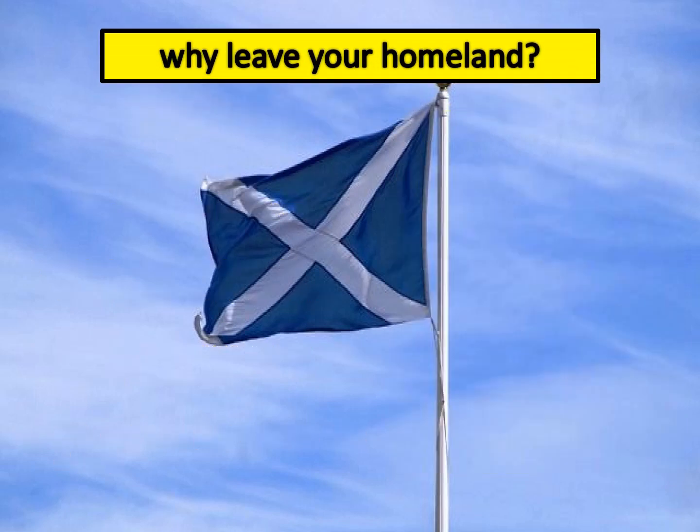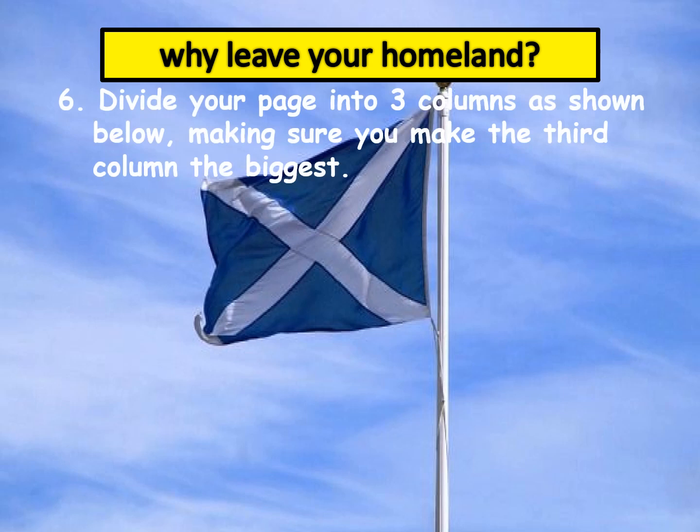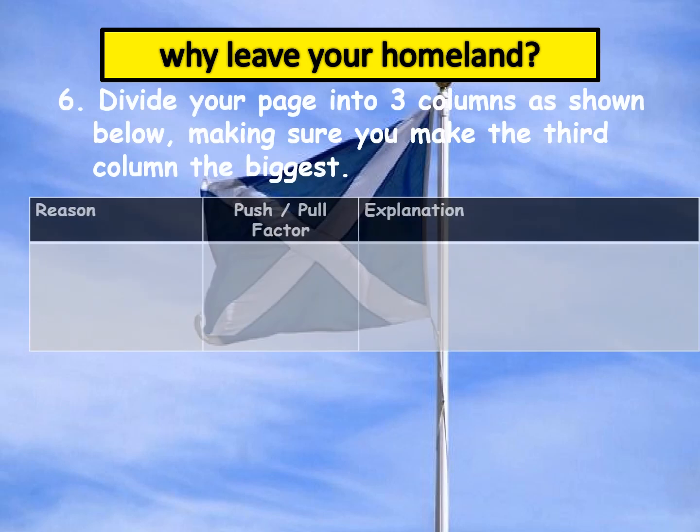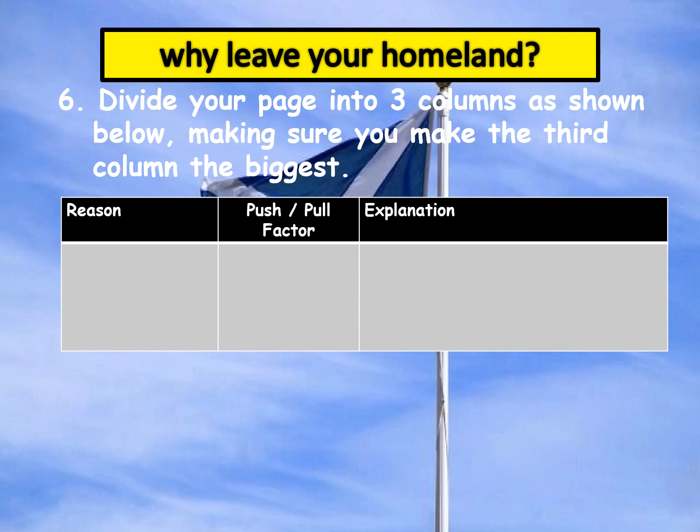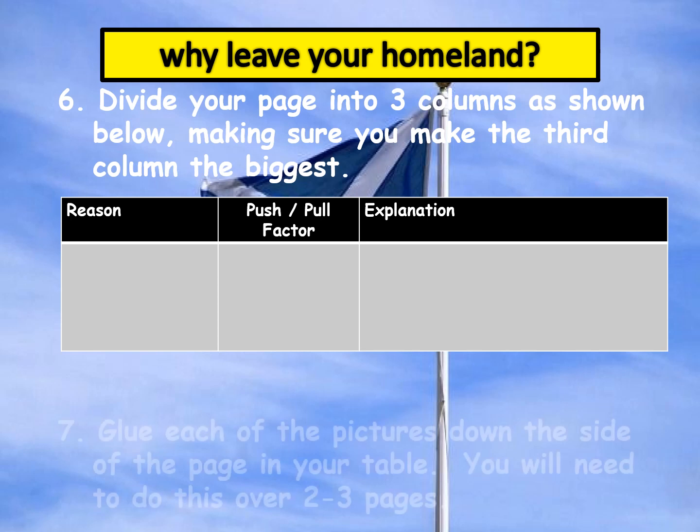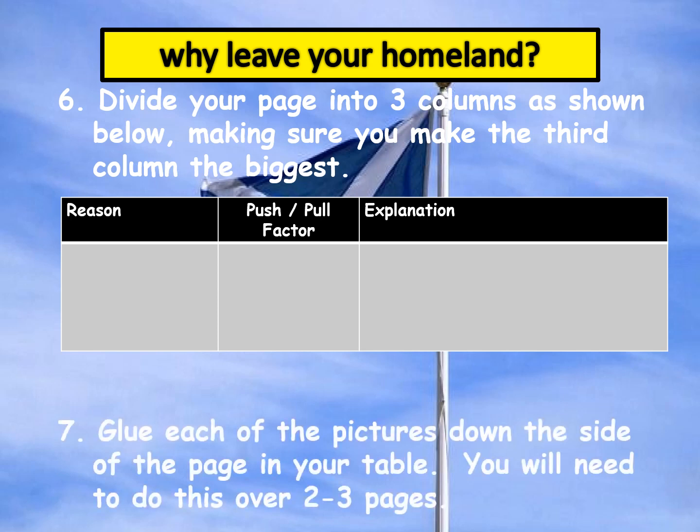So you cut out each of the pictures, and you're going to divide a full page or an A3 sort of space into 3 columns. You're going to need a reason column, a push and pull factor column, and an explanation column. And what you're going to do is you're either going to glue each picture down, or you're going to put each picture into that particular column, or you're going to write the word that's underneath the picture into one side of the table.